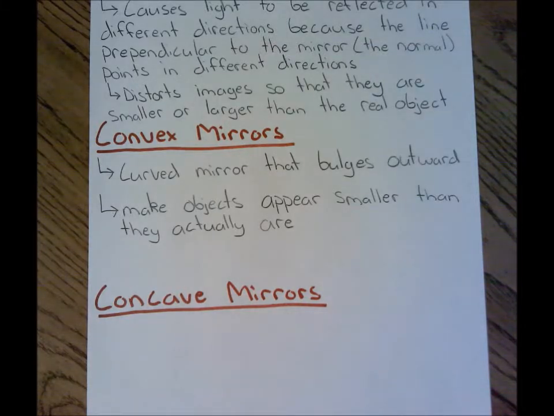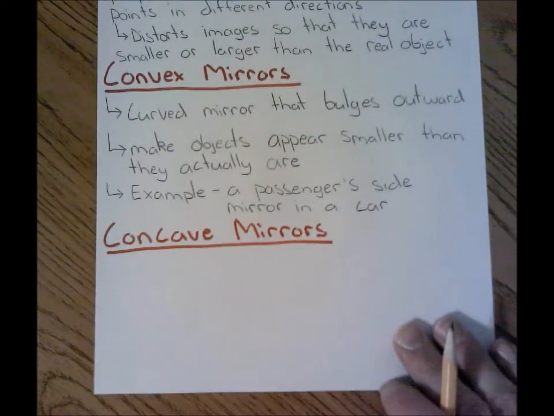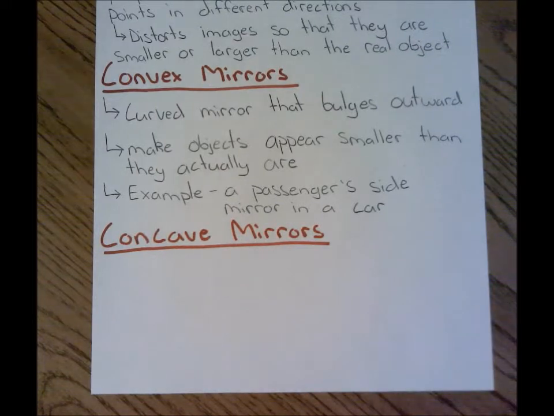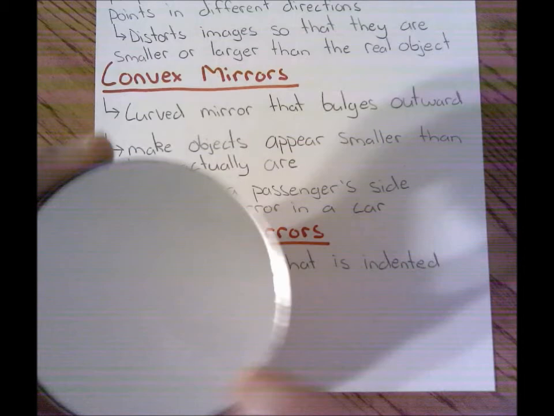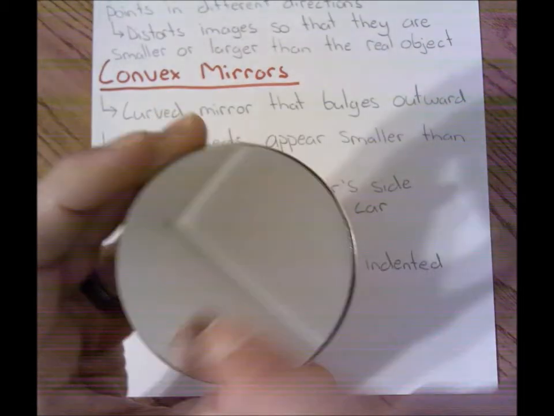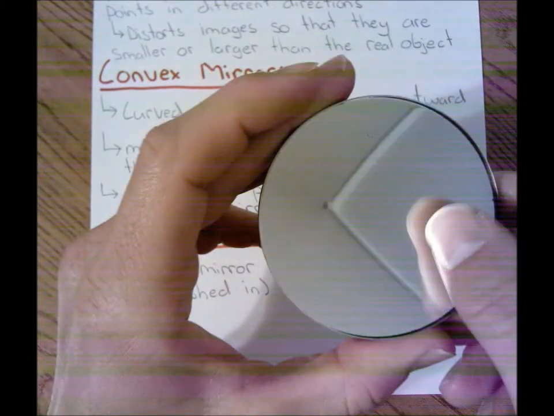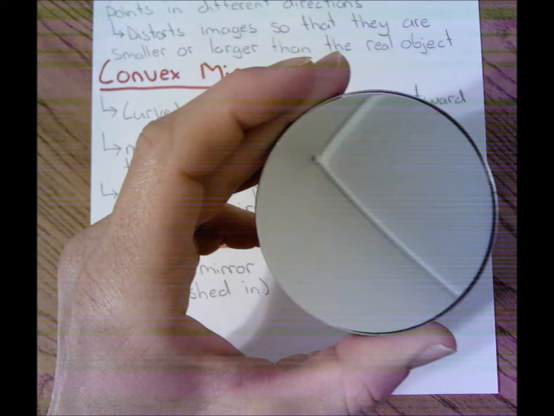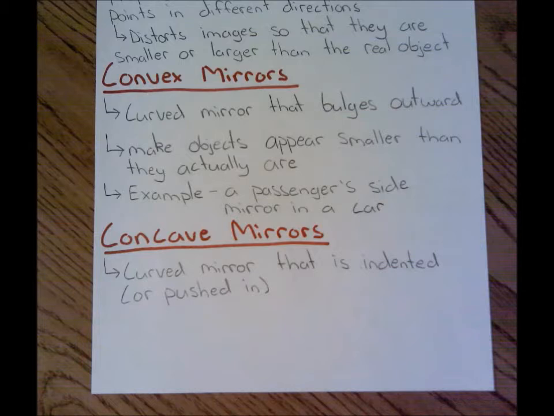So on the flip side, we have a concave mirror. And so a concave mirror is a curved mirror that is indented inward or pushed in. Now, again, I have an example of a concave mirror, and it's hard to see the indent, but maybe you can start to see that the objects in this particular mirror are going to be magnified to make the object larger than they actually are.